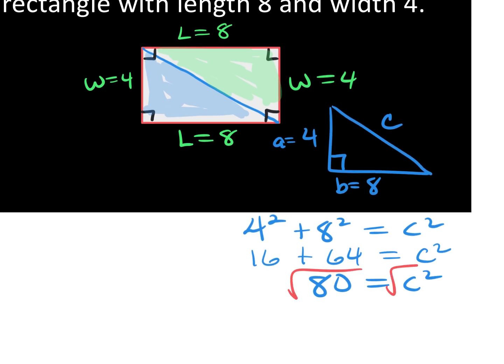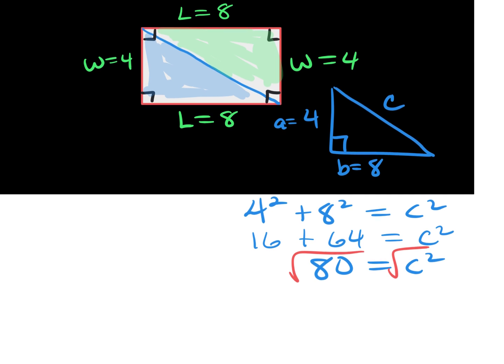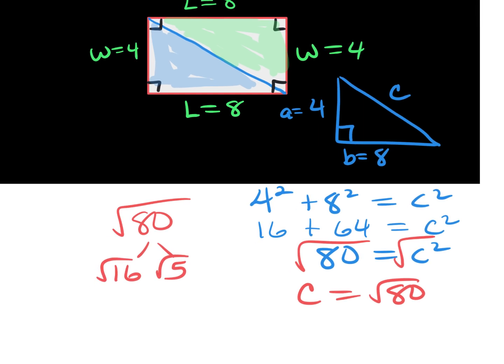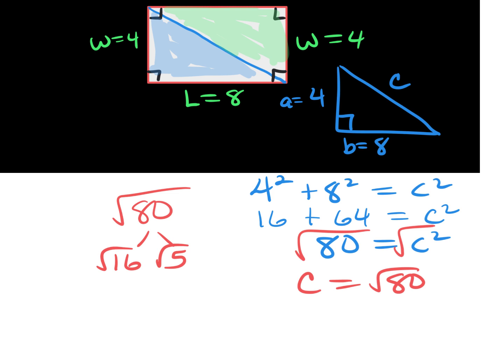So if the instruction said, leave your answer exact, C is equal to the square root of 80. I've got to break down the 80. I need to do a factor tree. Now, for me, I know that 16 times 5 is 80. So since I already know that the biggest factor that's a perfect square is 16, I could go right to my answer. So the answer here in exact form is 4 square root 5.